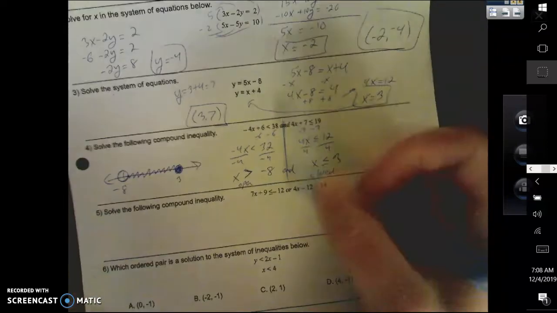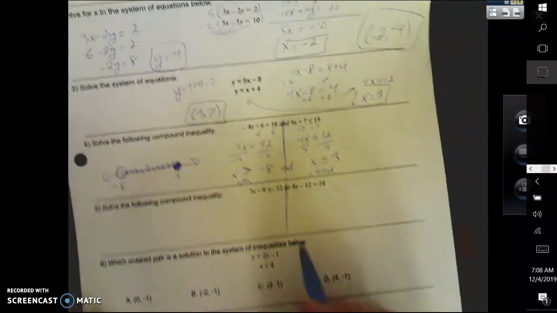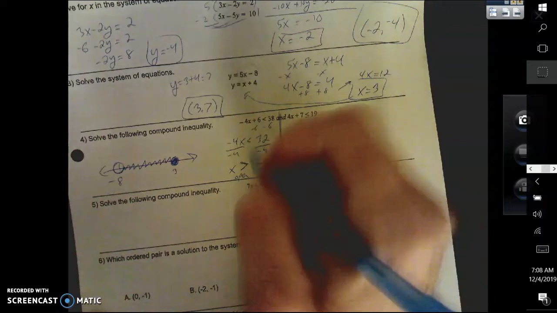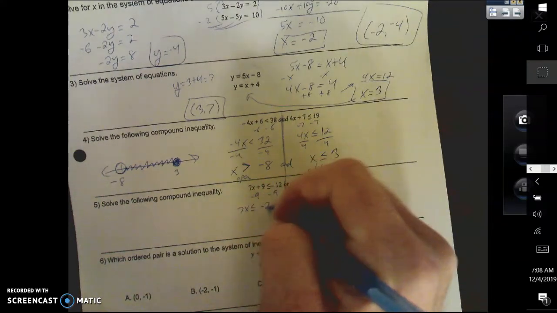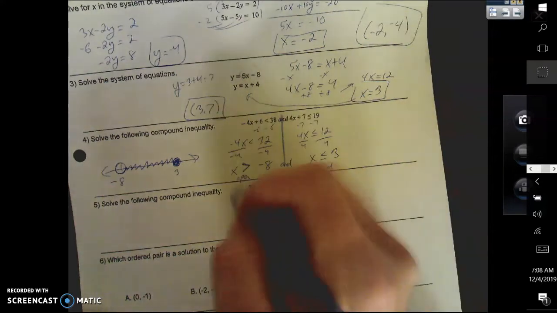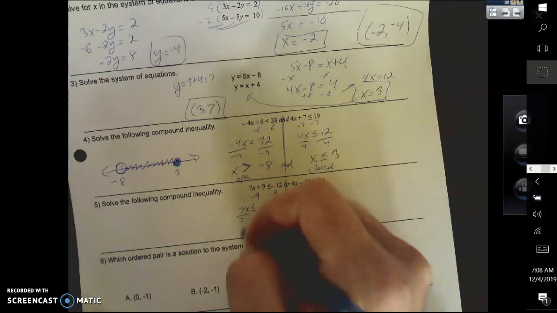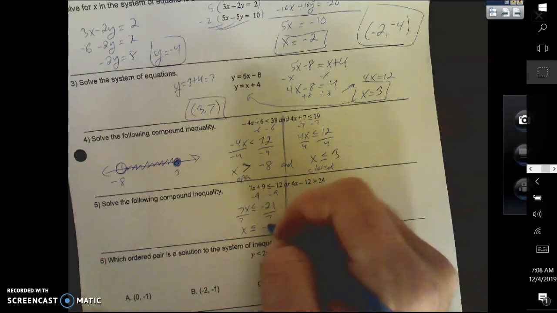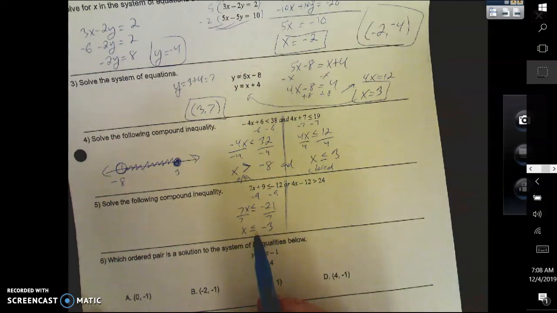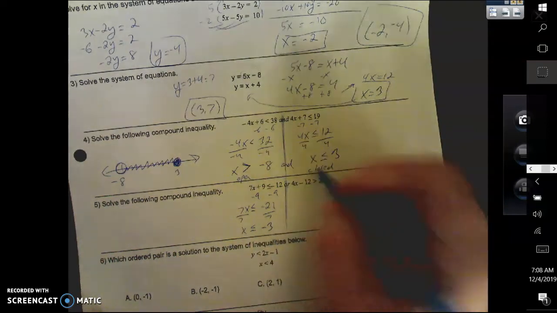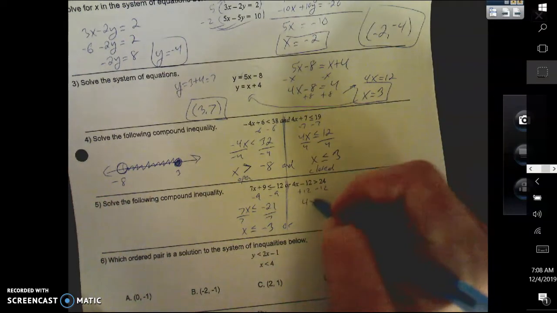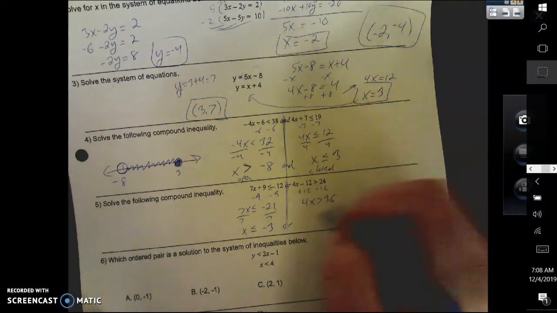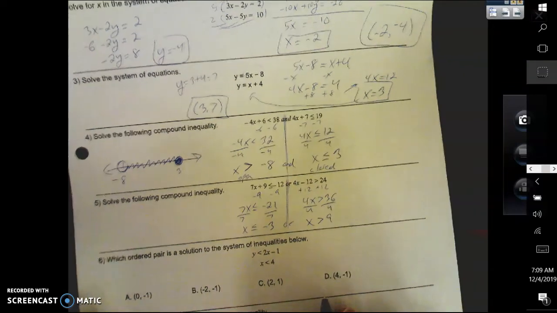Now we have an or. I'm going to draw my line down here in the middle because, again, I have two separate things. Subtract 9. 7x is less than or equal to -21. Divide by 7. Notice here that I'm dividing by a positive 7, so therefore I'm not flipping the sign. Or add 12, 4x is greater than 36. Divide by 4, x is greater than 9.